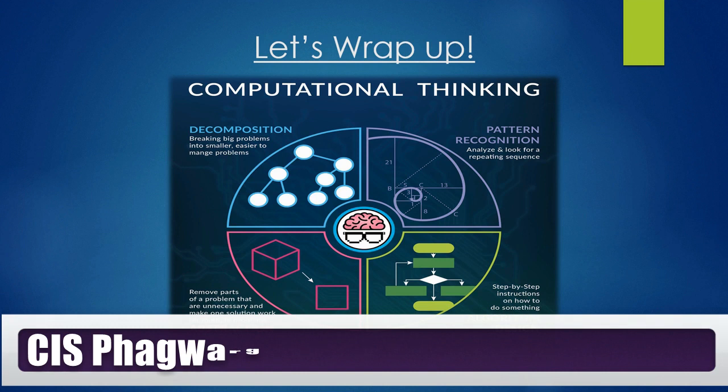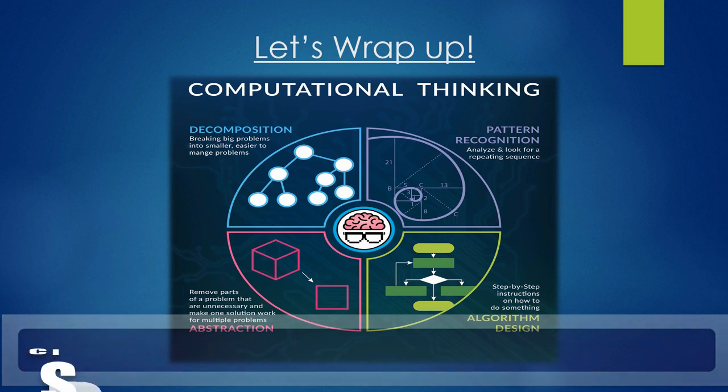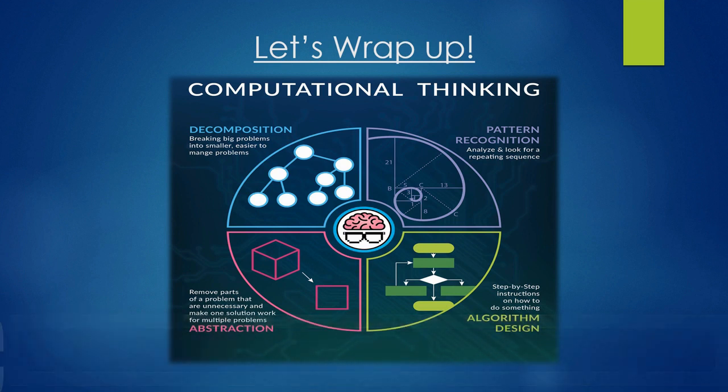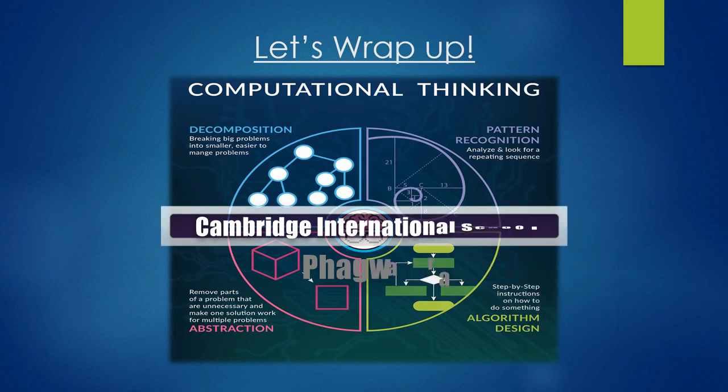Now it has 4 basic components. Decomposition, that breaks bigger problems into smaller ones that are easy to manage. Second is pattern recognition, when you analyze and look for the patterns or similarities between those broken pieces. Third one is abstraction, that removes the differences or variation. And the fourth one is the step-by-step instructions that we give the computer on how to solve a problem and to reach the desired result.